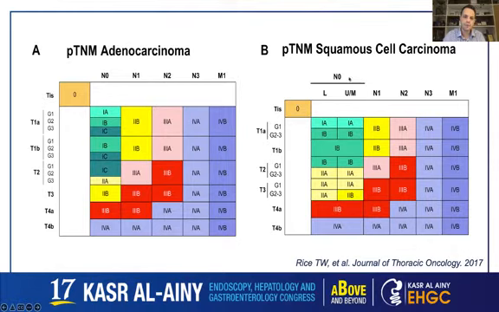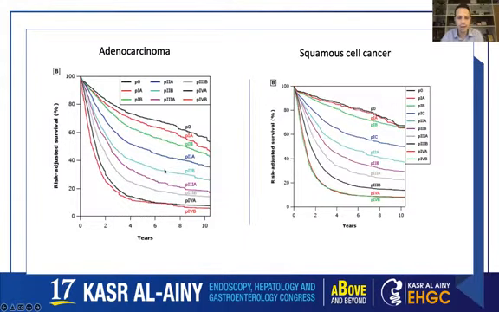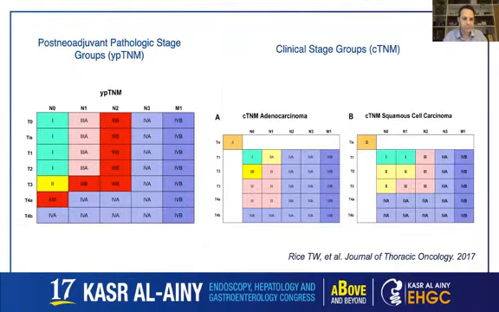For squamous cell carcinoma, the location of the tumor is also important. So L is the lower third of the esophagus, U is the upper third, and M the middle third. So it's different than the adenocarcinoma. And of course, this also applies in the survival curve rate. So it's a little bit different for adenocarcinoma and squamous cell cancer as well.